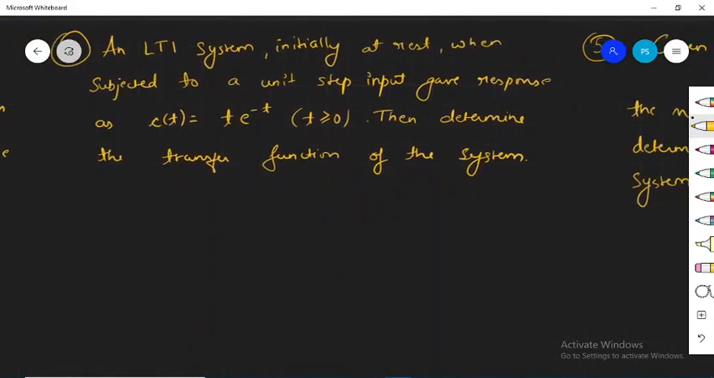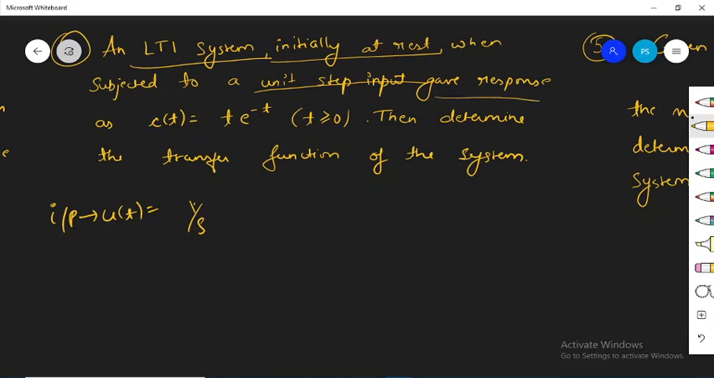An LTI system initially at rest, when subjected to unit step input, gave the response as c(t) equal to t to the power minus t. So they have given that we have got an LTI system, no initial condition, subjected to unit step input. So the input that they have given is u(t), or in Laplace, if you take the Laplace, it's going to be 1 by s. Now this is giving the response as c(t) equal to t to the power minus t.